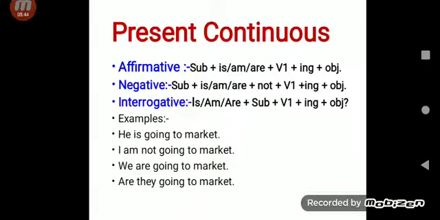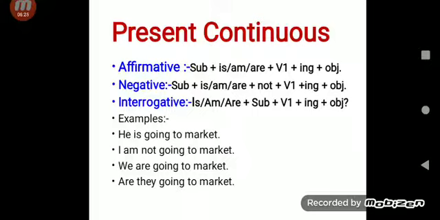Now let's talk about present continuous. Affirmative, negative and interrogative. Affirmative structure is subject plus is/am/are plus verb's first form plus ing plus object. Negative is subject plus is/am/are plus not plus verb's first form plus ing plus object. Interrogative is is/am/are plus subject plus verb's first form plus ing plus object. Let's see some examples.